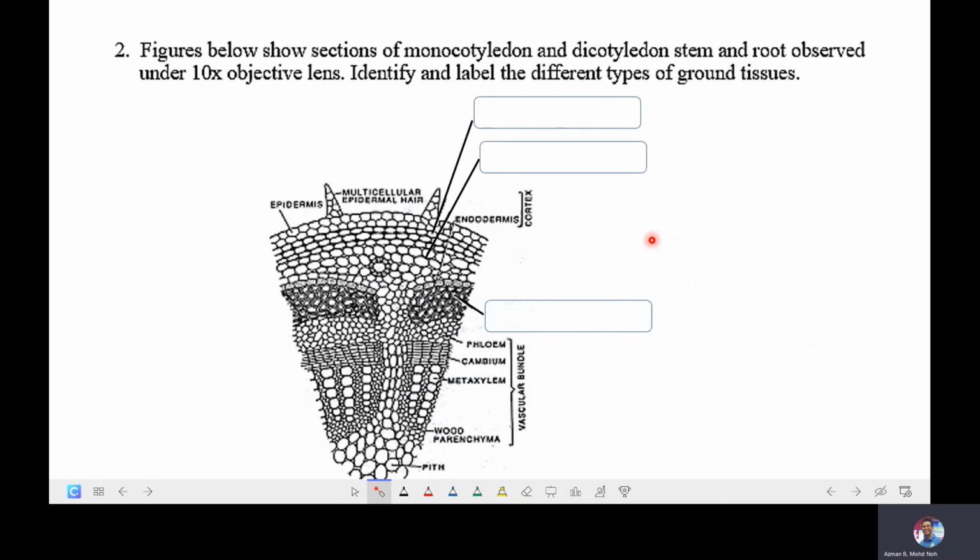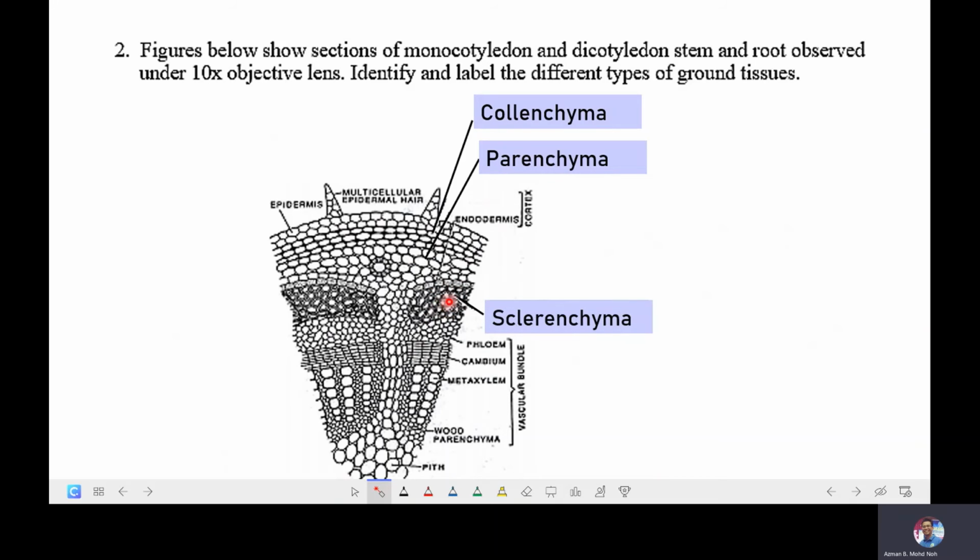And then for this particular diagram, again the collenchyma will be just below the epidermal layer. And then over here will be the cortex region consisting of parenchyma cells or parenchyma tissue, and again this will be the sclerenchyma, near the vascular bundles.